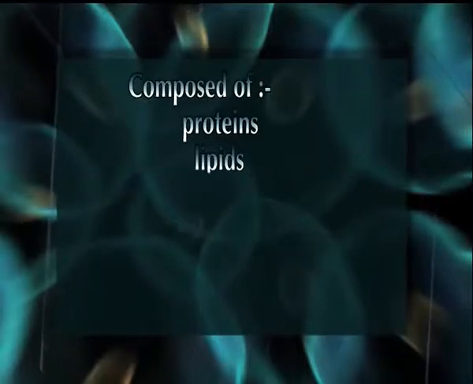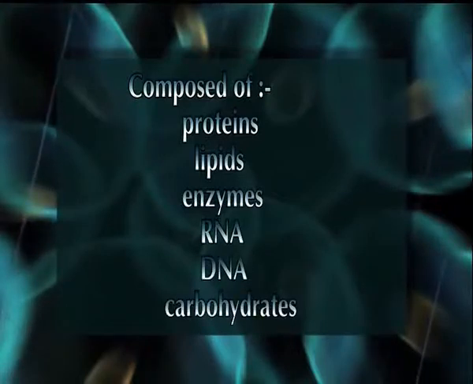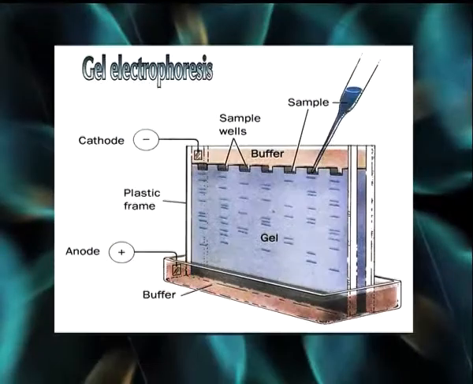Nuclear envelope is composed of proteins, lipids, enzymes, RNA, DNA, and carbohydrates. The predominant constituent of the envelope is protein, making up 65 to 75% of the material. About 20 different proteins have been distinguished from nuclear envelope by gel electrophoresis. They range in molecular weight from 16 to 160 kD. Many of the proteins appear to be the same as those of microsomes, but there are some proteins which are unique to the nuclear envelope.